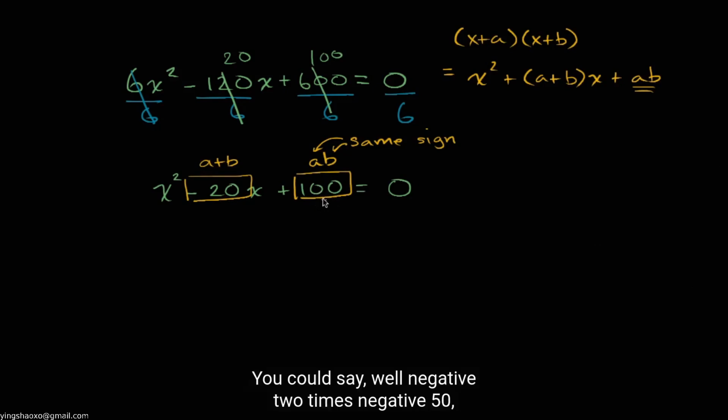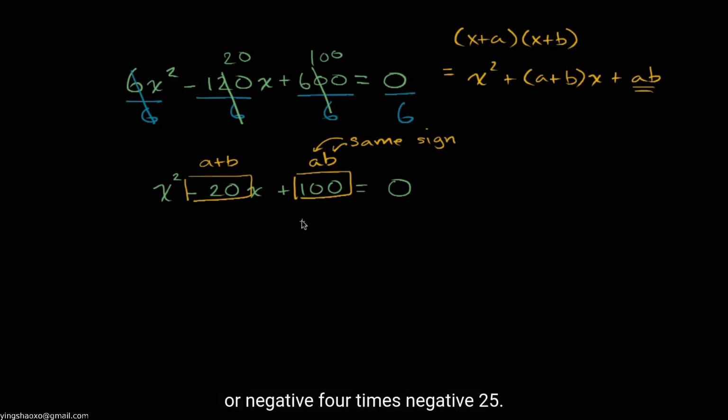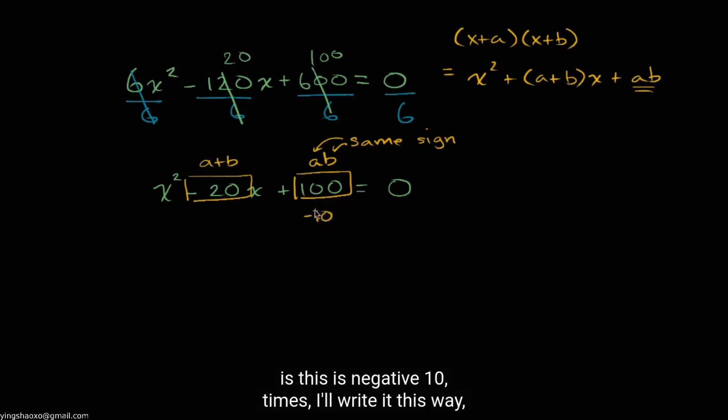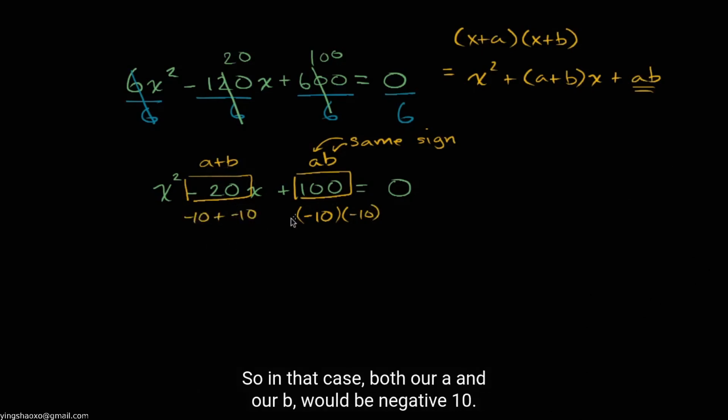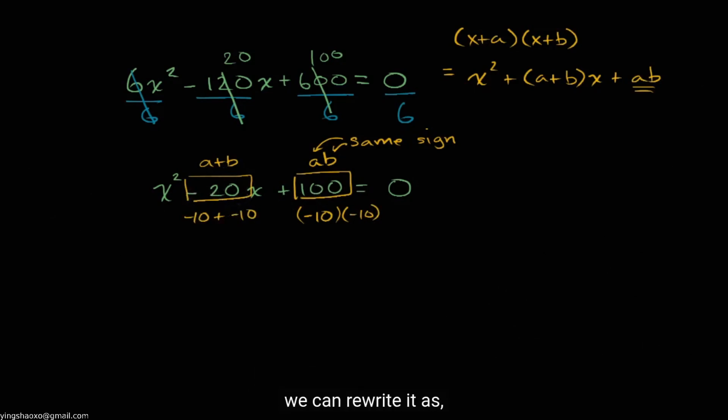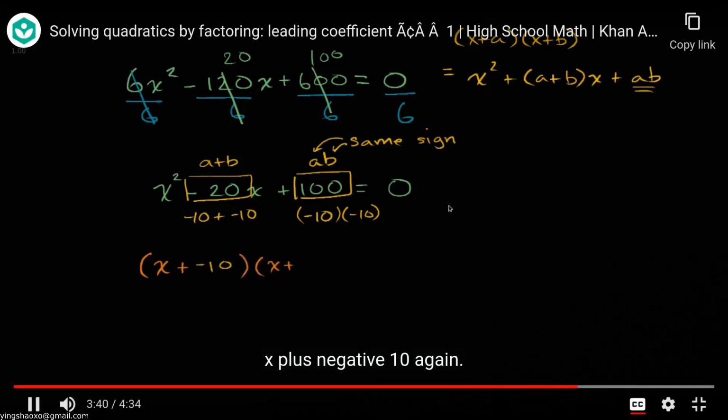Well, you could try to factor 100. You could say, well, negative 2 times negative 50, or negative 4 times negative 25. But the one that might jump out at you is negative 10 times negative 10, and this is negative 10 plus negative 10. So in that case, both our a and our b would be negative 10. And so we can rewrite the left side of this equation as x, and I'll write it this way at first, x plus negative 10 times x plus negative.